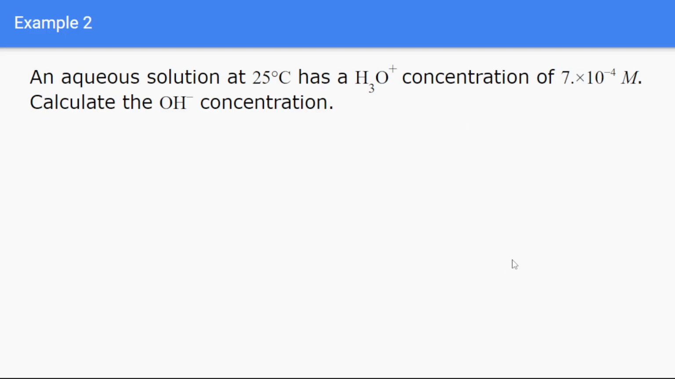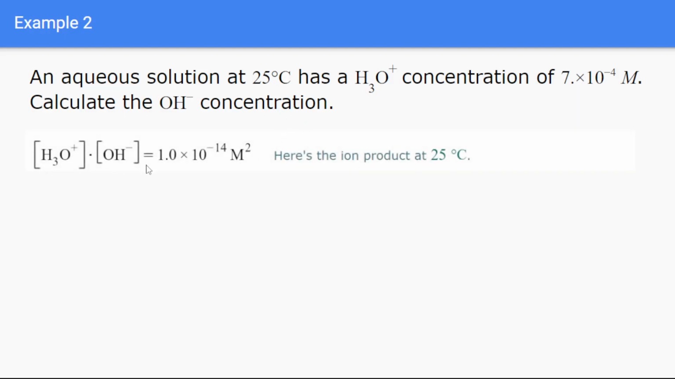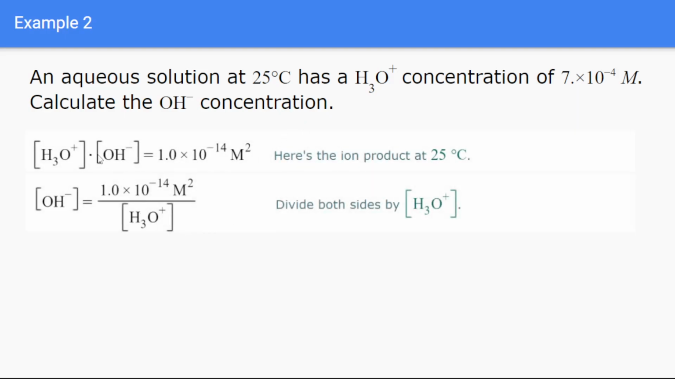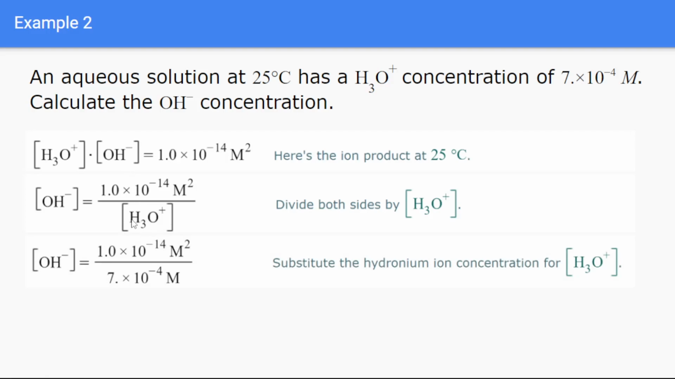In the next example, we know the hydronium ion concentration is 7 times 10 to the negative 4, and we're calculating the hydroxide ion concentration. We have our equation. We're going to isolate the variable we're looking for, which is the hydroxide ion concentration. We're going to plug in our hydronium, which is given to us, 7 times 10 to the negative 4, and you just divide. When you divide, you get 1.3 times 10 to the negative 11th.